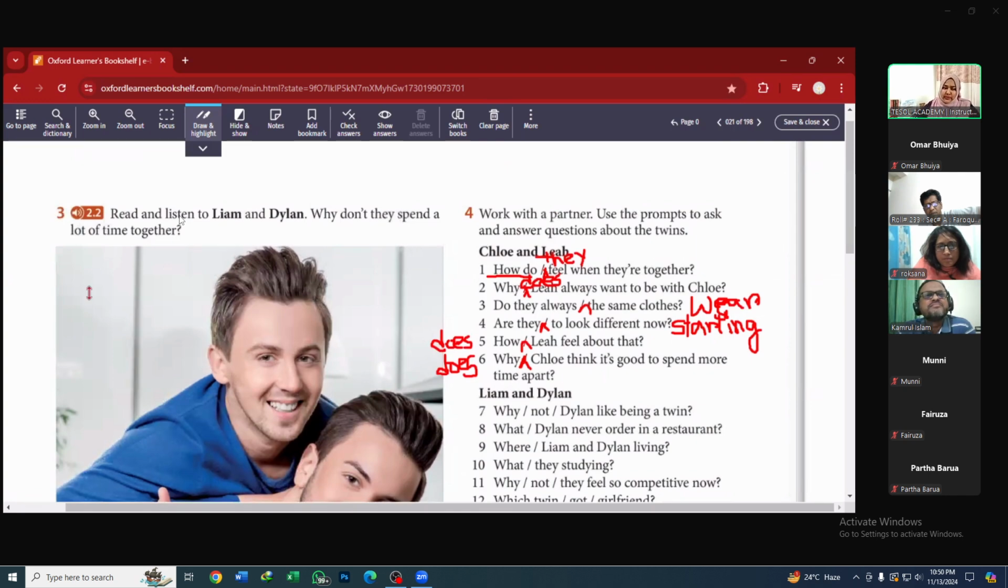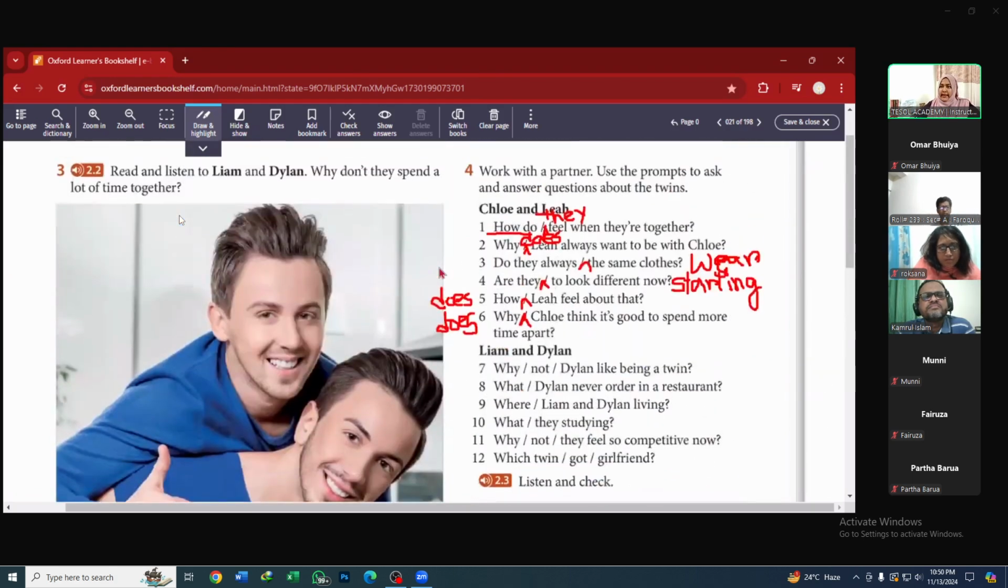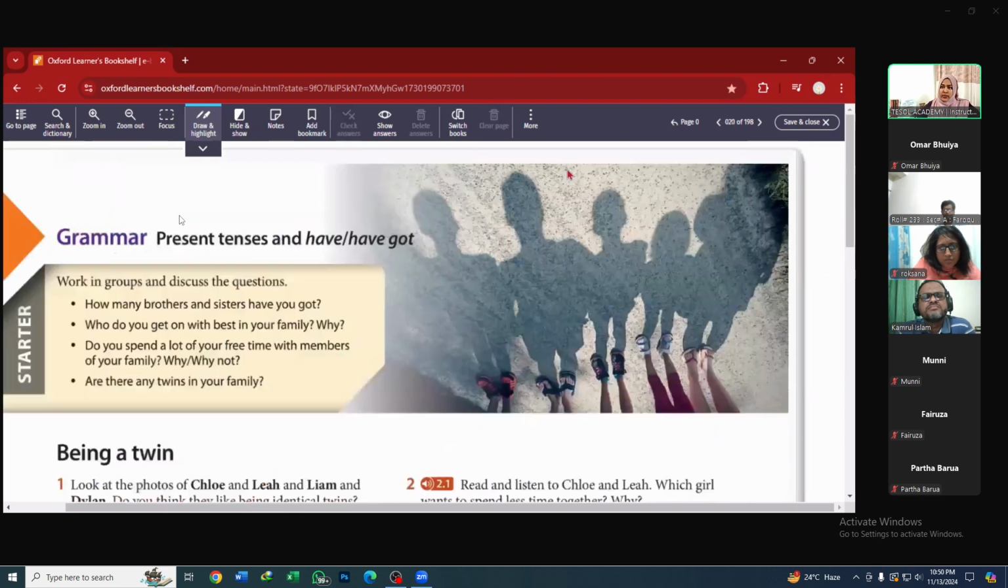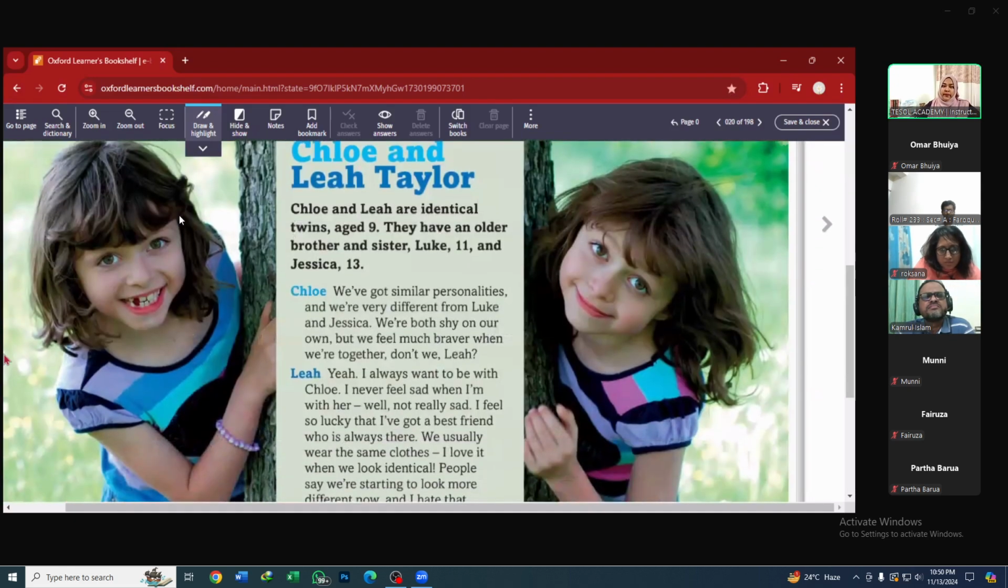Okay, let's just give them a summary, okay? This won't take much time. We'll just move to the back page. That is page 20. Quickly, we'll read it. I'll read it for you here, so that it's quick. Okay, so Chloe and Leah are identical twins, aged 9. They have an older brother and sister, Luke 11, Jessica 13. Chloe says, we've got similar personalities and we're very different from Luke and Jessica, but we're both shy on our own, but we feel much braver when we're together.